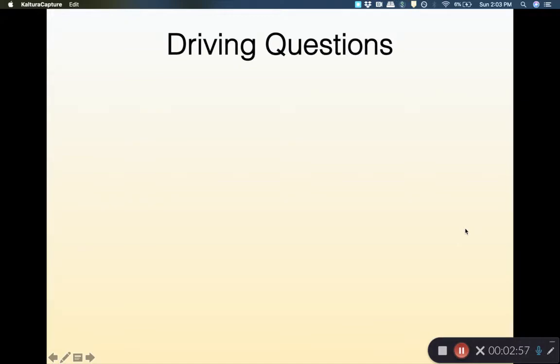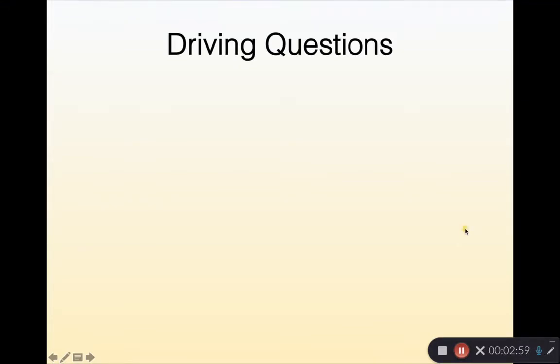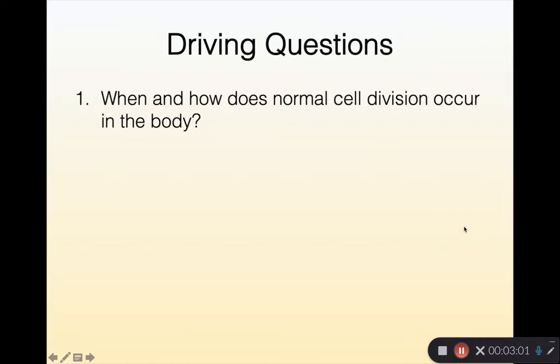So the driving questions that we're going to be going through for this lecture are really understanding when and how normal cell division occurs in the body. We're going to be looking at the processes, and we're also going to be answering: when do these processes take place? What triggers a cellular division event?